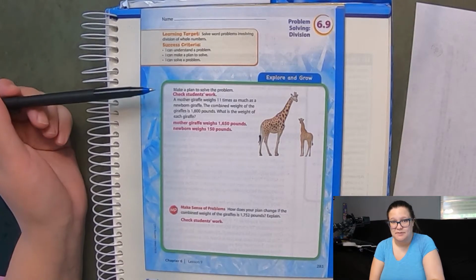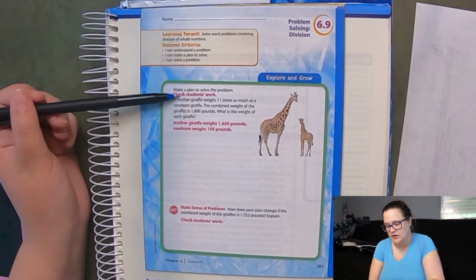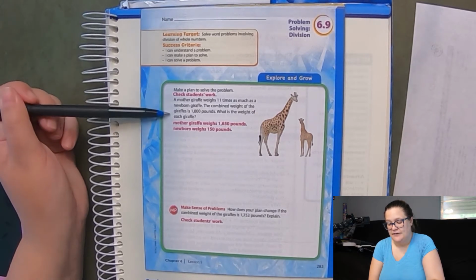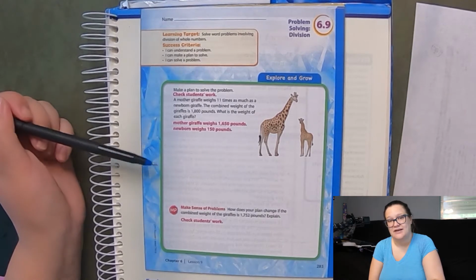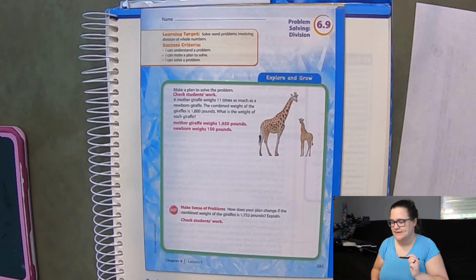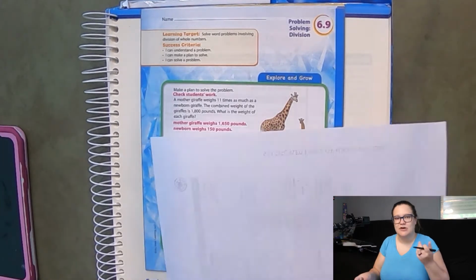Alright, so let's look at our Explore and Grow together. So first it wants us to make a plan to solve the problem. So we'll do that together. So here's our problem. A mother giraffe weighs 11 times as much as a newborn giraffe. The combined weight of the giraffes is 1,800 pounds. What is the weight of each giraffe? Okay, so it wants us to make a plan and then solve in this step. So first, let's make our plan.